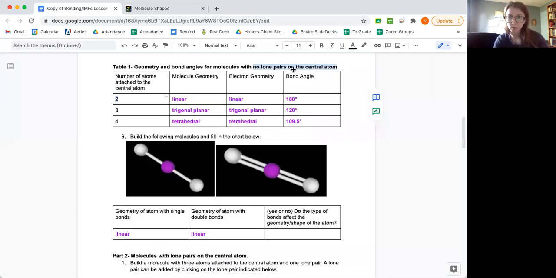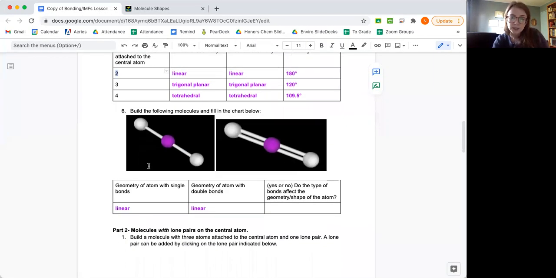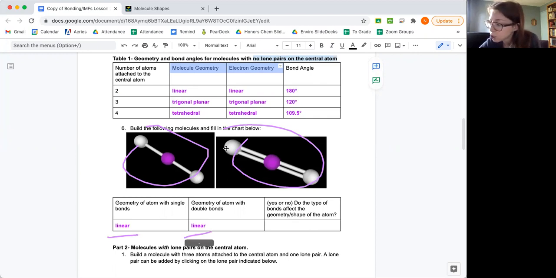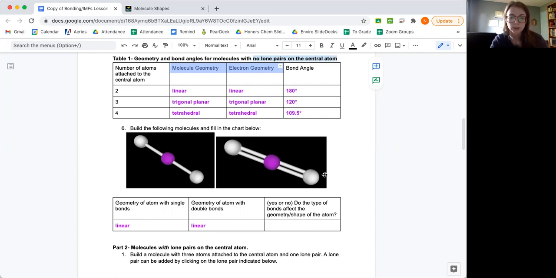Okay, so that's what you should have for table 1. What I wanted you to see when you built both of these atoms is that they're both called linear. Again, I didn't specify molecular or electron because they have the same name if all we have are atoms attached and not any lone pairs. One has single bonds, one has double bonds, but they both come out as linear. The type of bond, single, double, triple, doesn't affect how we answer any questions on this. It affects if the Lewis structure is correct or not, but not how we'd answer questions about this shape.